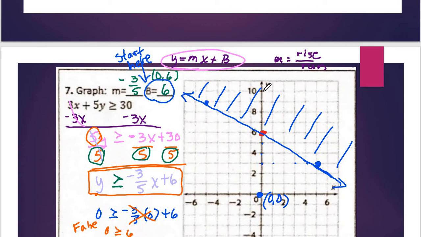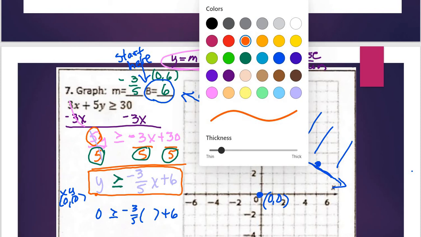And so if we were to check right here, let's say 0, 10. If we were to put 0, 10 in there now, I'm going to have a negative 3 over 5. And I have the points 0, 10. So this is my x and this is my y. And I'm going to substitute that in there now.